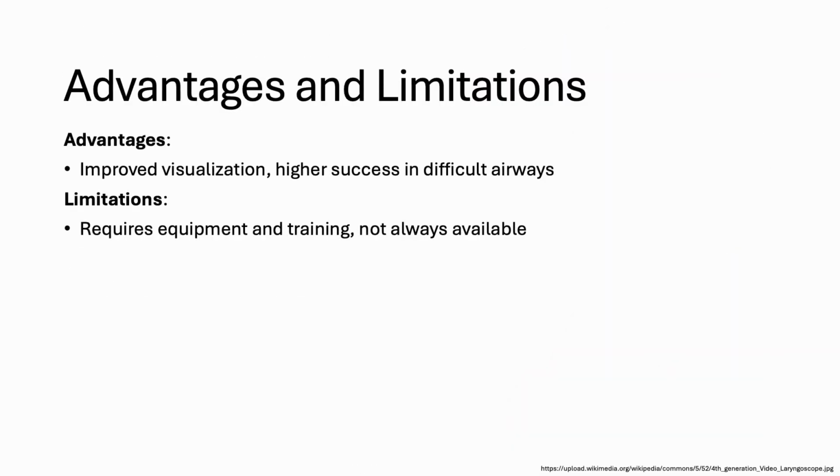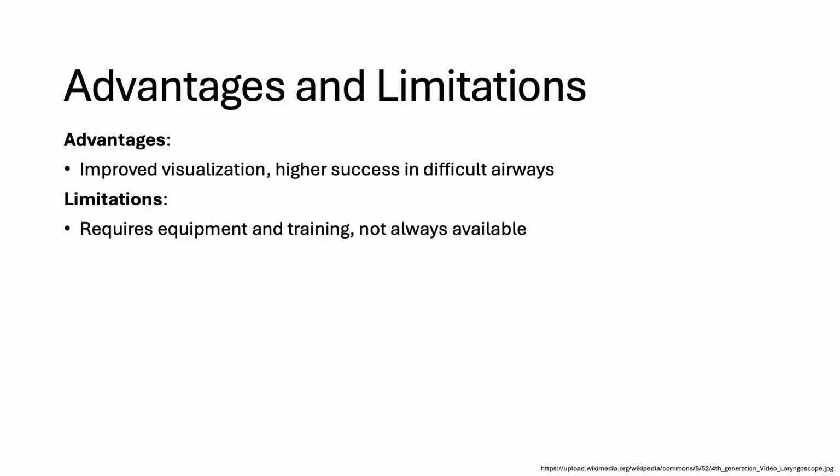Advantages and limitations with use of video laryngoscopy. Advantages. Improved visualization. The camera provides a wider, clearer view of the airway, making it easier to identify the vocal cords, especially in patients with difficult anatomy. Higher success in difficult airways. Studies, including the device trial, show higher first-attempt success rates in challenging cases.